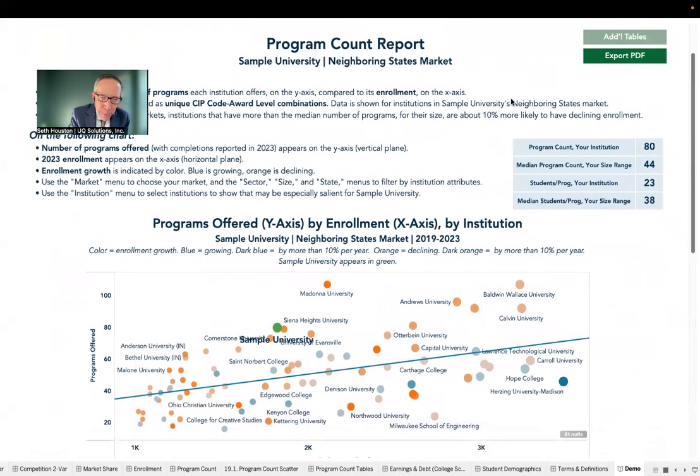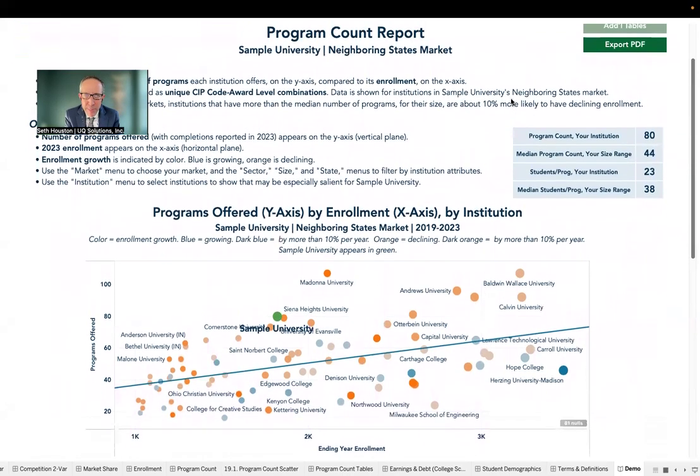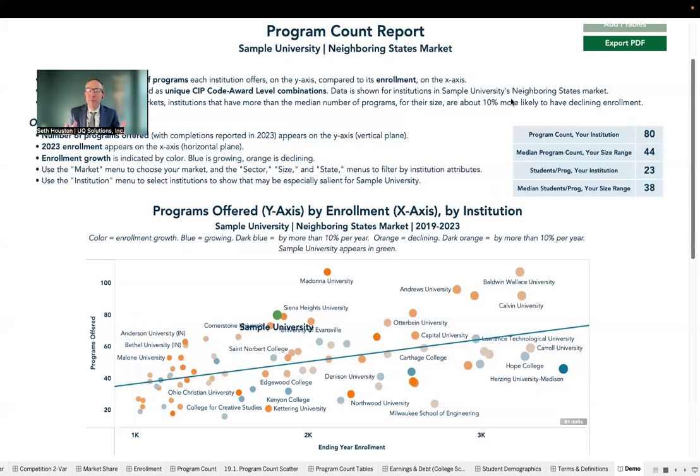I'm going to start us off with a program count report. This tells us, well, how many programs do we offer at our school, and is that the right number of programs to have? We've done some research here at UQ, and we found that schools that offer more than the median number of programs for this specific market are about 10% more likely to have declining enrollment. Let me mention that again. Schools with more programs than median are about 10% more likely to have declining enrollment.